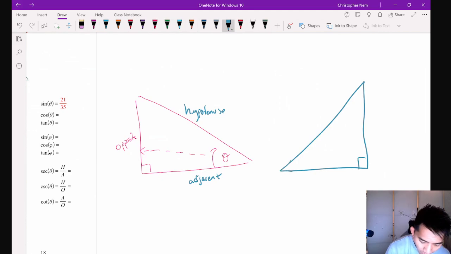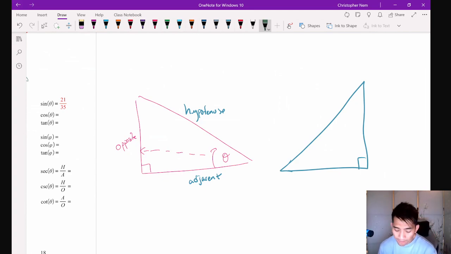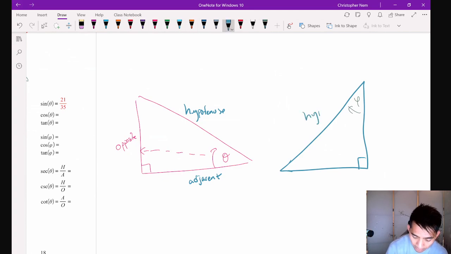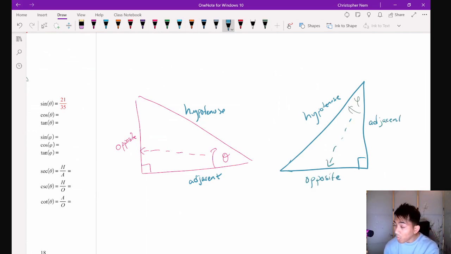Now, what happens if I use a different angle measurement? What if I said the angle in my right triangle was over here? If it's over here, the opposite side will change, likewise the adjacent side. The hypotenuse will always be the longest side no matter what. However, opposite of this angle right here will be located down here instead. Likewise, adjacent will be up here. So it does matter which angle in the triangle you are referring to.